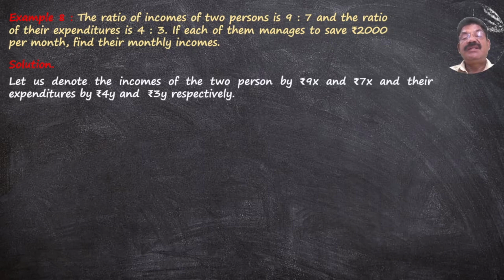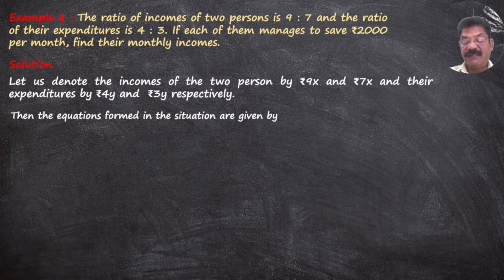So let us denote the incomes of the two persons by rupees 9x and rupees 7x and their expenditures by rupees 4y and rupees 3y respectively. In order to maintain the ratio 9:7, I have taken the income as 9x and 7x. In order to maintain the expenditure ratio 4:3, I have taken the expenditure as rupees 4y and rupees 3y respectively. So in this place, you have to be careful how to assume the variables.